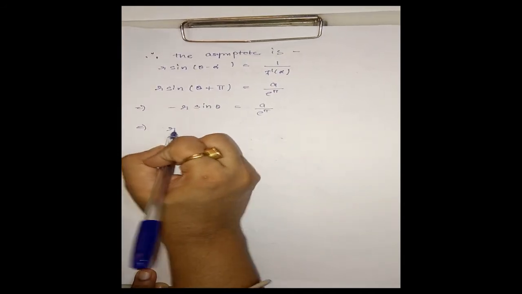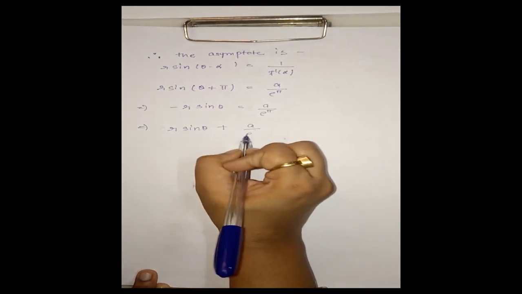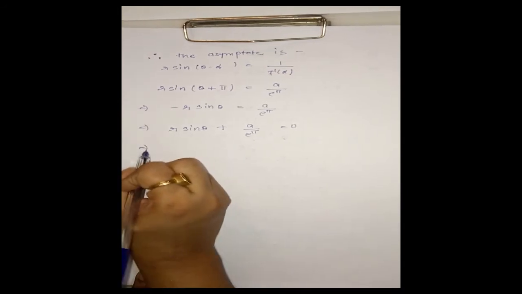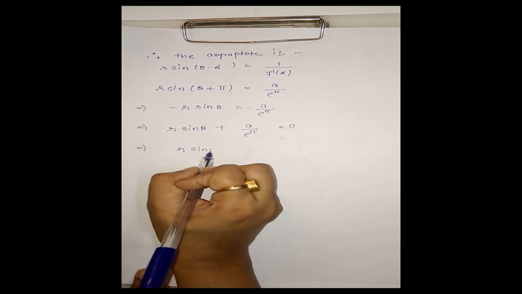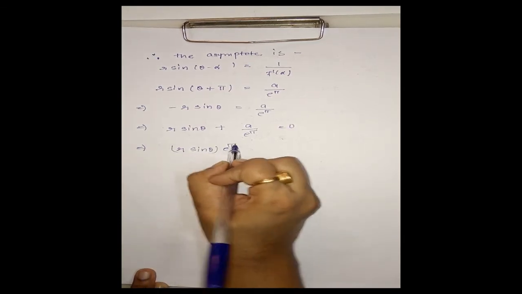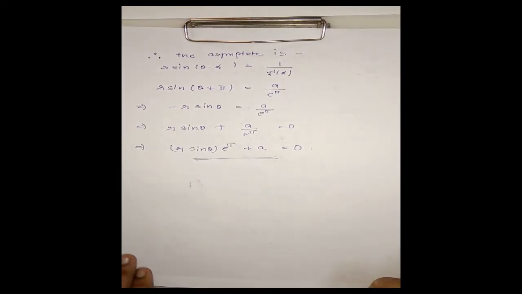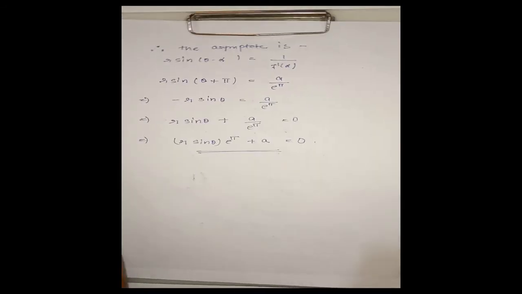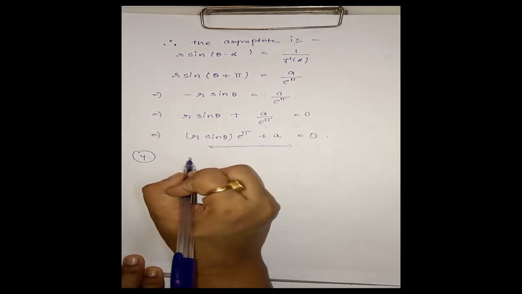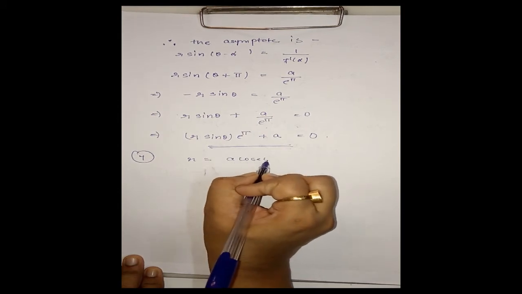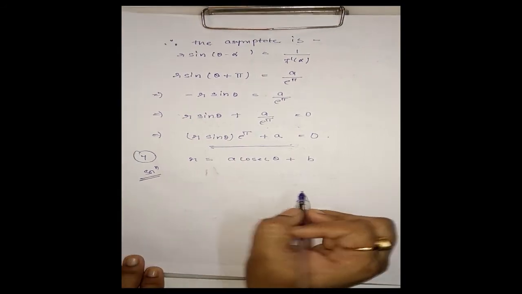This gives us r sin theta plus a e pi is equal to 0, which can further be written as r sin theta into e pi plus a is equal to 0. This is the asymptote. Now we consider the next example. r is equal to a cosec theta plus b. Now we have to find out the asymptote of this curve.